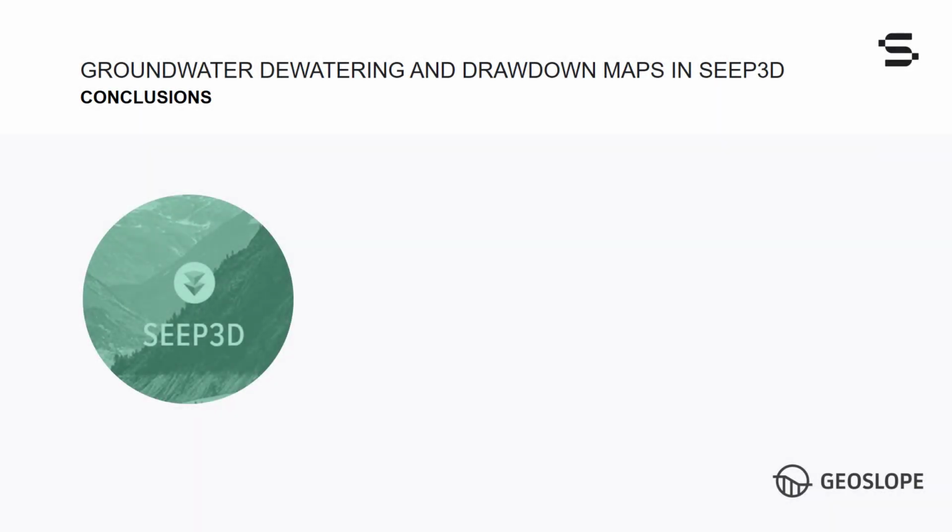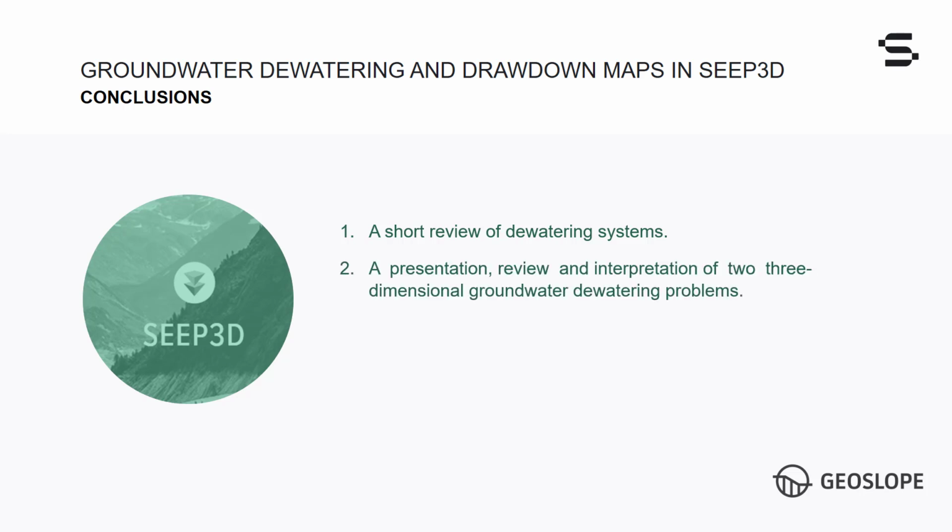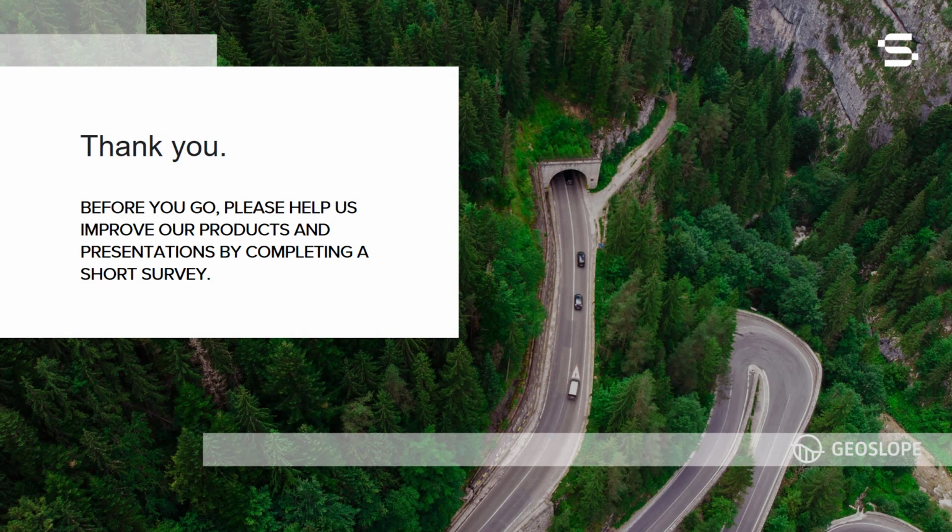In this webinar, a short review of dewatering systems was presented. Two three-dimensional groundwater dewatering problems were presented, reviewed, and interpreted, and a simple and efficient means of creating insightful drawdown maps was presented. We have now reached the end of this webinar.